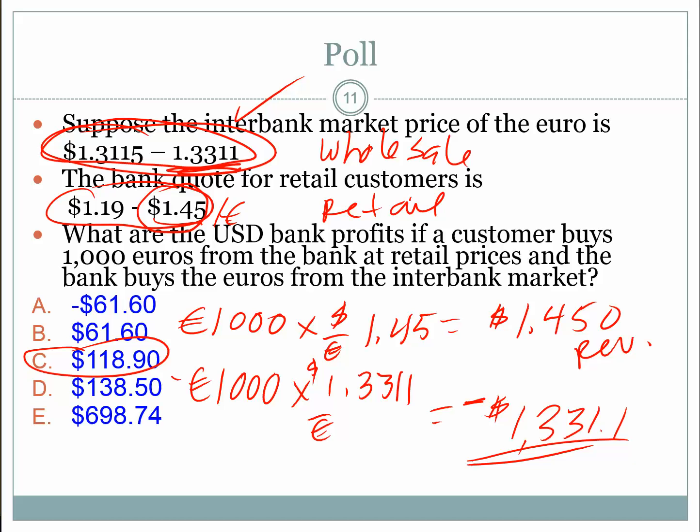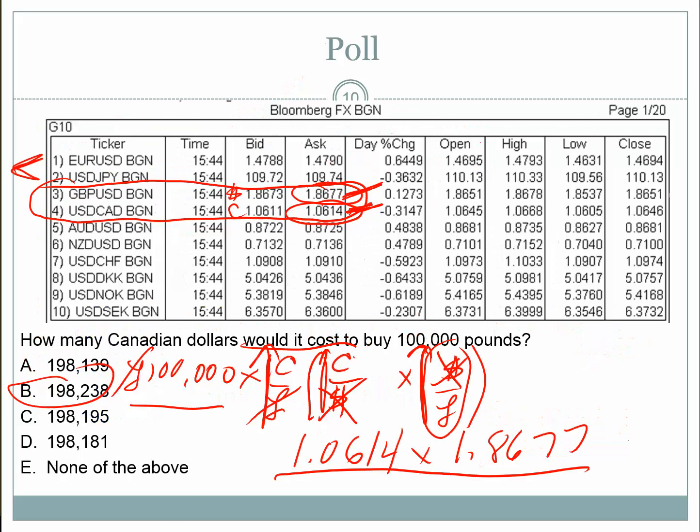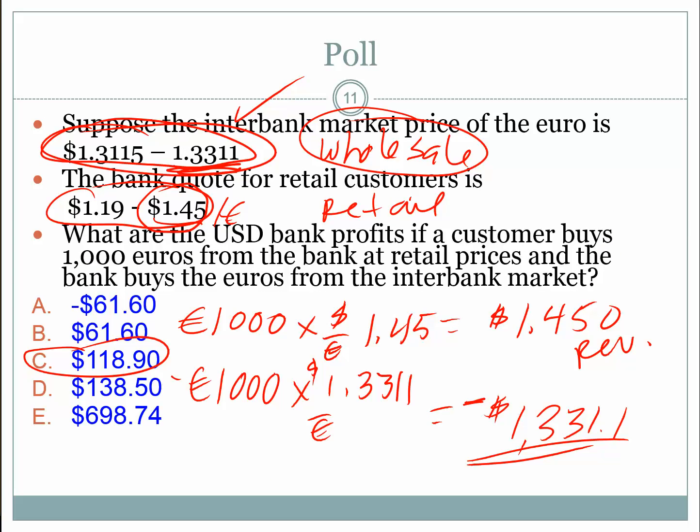So this gives you an idea of, there's a wholesale market for currencies, which is maybe represented by this or another Reuters or Bloomberg screen. And then there's a retail market, either at the bank when they post foreign exchange rates, or in an airport.